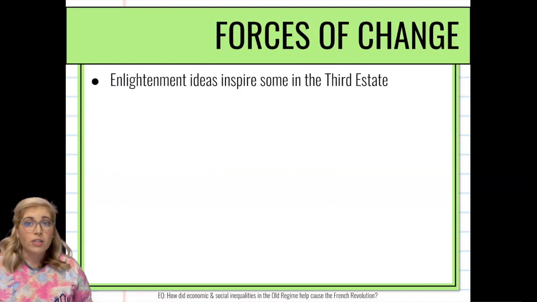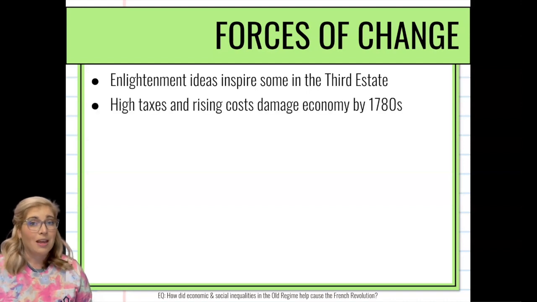Now, what's going to happen to make things change? The Enlightenment, our old friend, is back again. The ideas that came out of that are going to inspire some of those people who are members of the Third Estate. They're upset with the high taxes and the rising costs, and those are leading to a damaged economy in France in the 1780s.